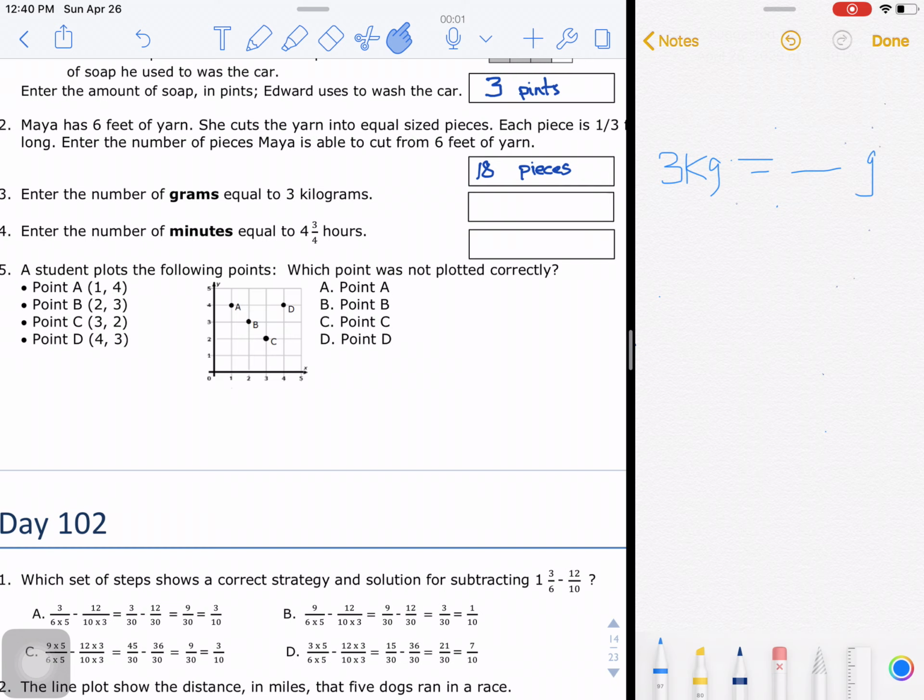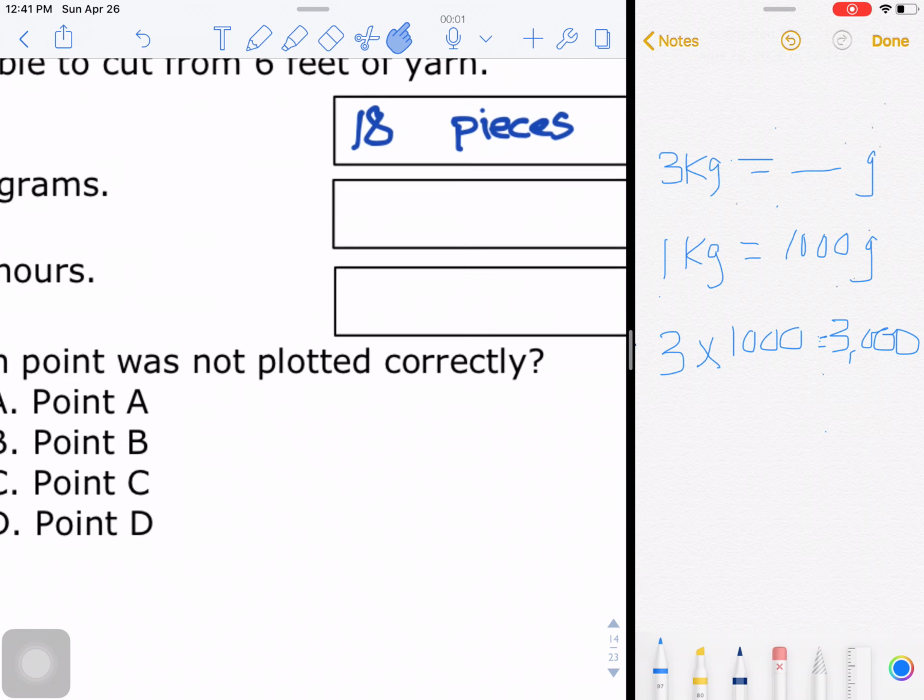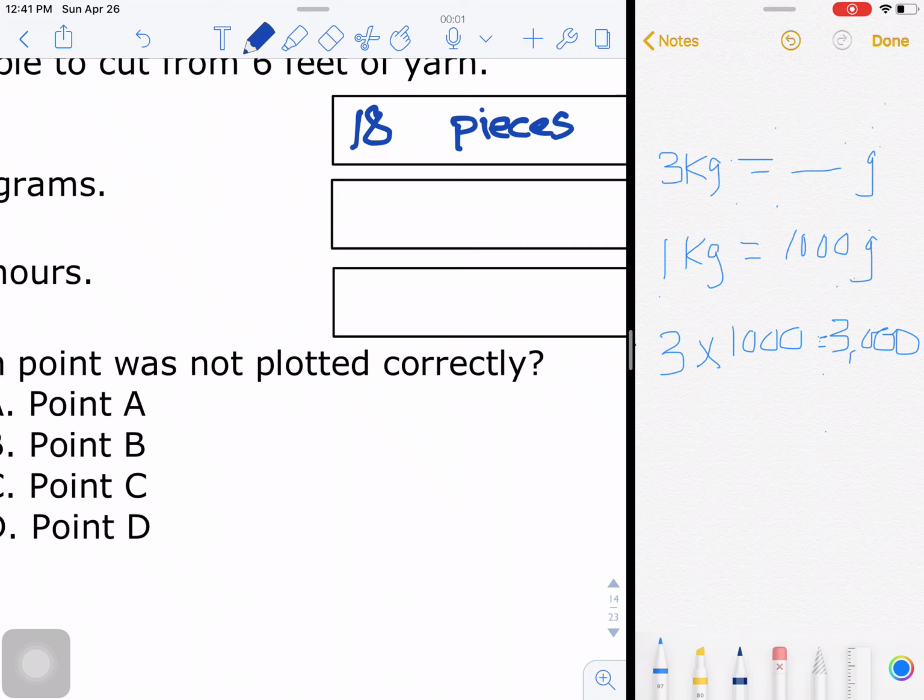So in order to solve this, we need to know how many grams 1 kilogram is equal to. Well, kilo means 1,000, so 1 kilogram is 1,000 grams. Once I know that, then I see that I need to know what 3 kilograms are, so I'm going to multiply 3 times 1,000, and that is 3,000. So 3 kilograms is equal to 3,000 grams.